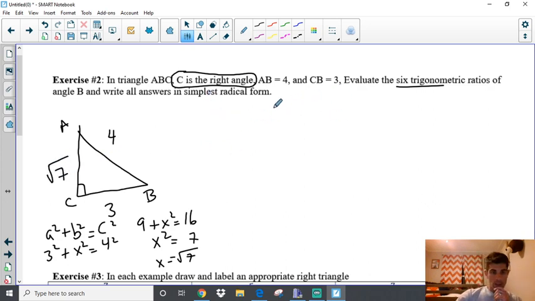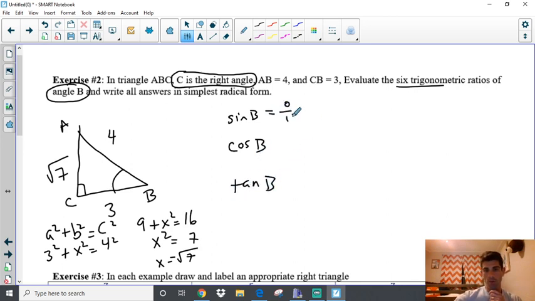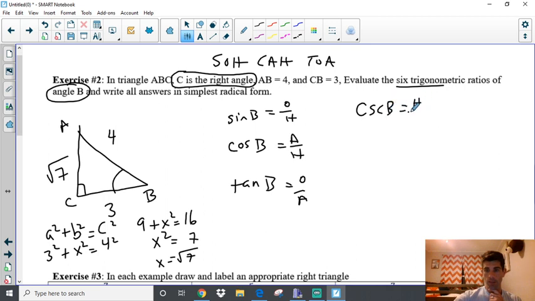So now they want all 6 trig functions of angle B. So now you're using angle B. Sine of B, cosine of B, tangent of B: O over H, A over H, O over A. And again, SOH CAH TOA: sine OH, cosine AH, tangent OA. Then here you're going to have the cosecant of B, which is now flip it, H over O. Secant is H over A, and cotangent is A over O, and this is all of angle B.